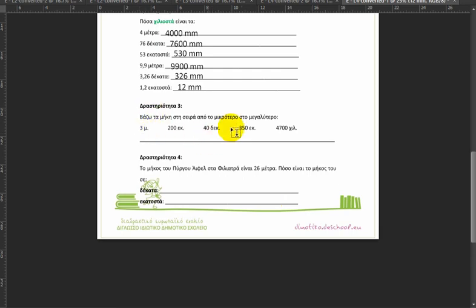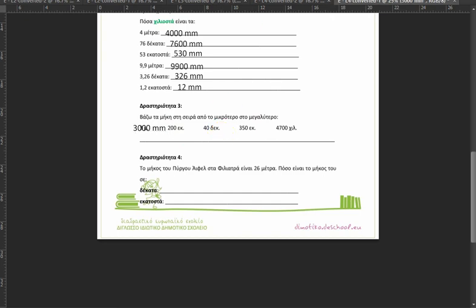Next up, I'm going to need to put these lengths in order. To do that, I'm going to need to convert them into the same unit of measurement. So again, I've told you we try to make it into the smallest possible because that's the easiest. Anyway, let's just turn them all into millimeters. We have 3 meters, which is 3,000 millimeters.